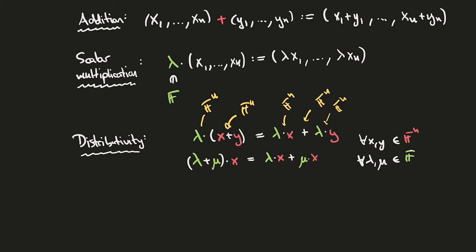The second equation is a little more complicated, since the addition that's happening here is happening in the field F, while this multiplication is normal scalar multiplication in Fn. While on the right-hand side, the addition that's happening is addition in Fn, and these two multiplications are the normal scalar multiplication in Fn. So what the second equation is saying is that if I first add two scalars lambda and mu together in the field F, and then scalar multiply them with an element x, this is the same thing as if I separately scalar multiply x by lambda and mu and then add the results together.